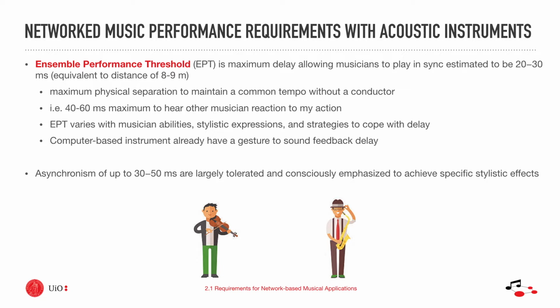Let's assume that there is a violin player and a saxophone player. They're separated by about 8 meters, and therefore there is an acoustic propagation delay of 20 milliseconds. So it takes 20 milliseconds for the violin player's sound to reach the saxophone player, who will play something else. And this will take another 20 milliseconds to reach back the violin player. So the round trip is roughly 40 milliseconds. We can tolerate delays of maximum 40 to 60 milliseconds. We can still cope with this. If this delay gets larger than 60 milliseconds, it gets very, very difficult to play in sync, and we need to seek different strategies.